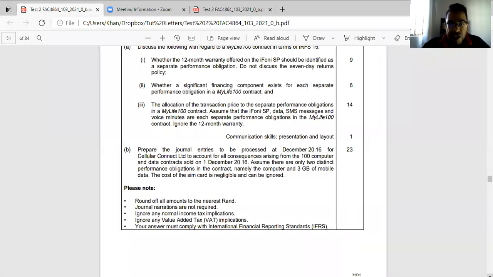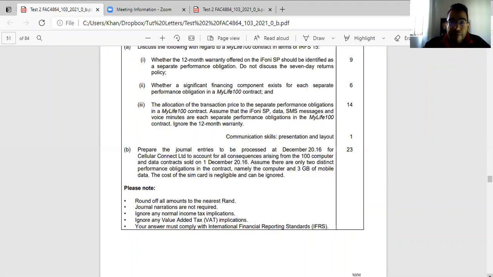Step number 4, allocate the transaction price between the performance obligations. In order to do step 4, you must have step 2 and step 3, whether they ask you for them or not. We already know step 2, the computer and data, and step 3, the transaction price, 349 times 24. Now you must allocate the transaction price. How? You allocate the transaction price of 349 times 24 between the performance obligations based on the standalone selling prices.